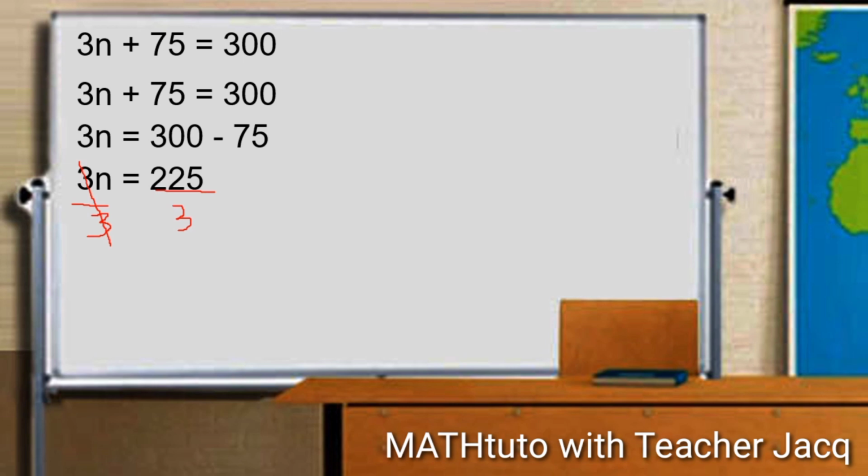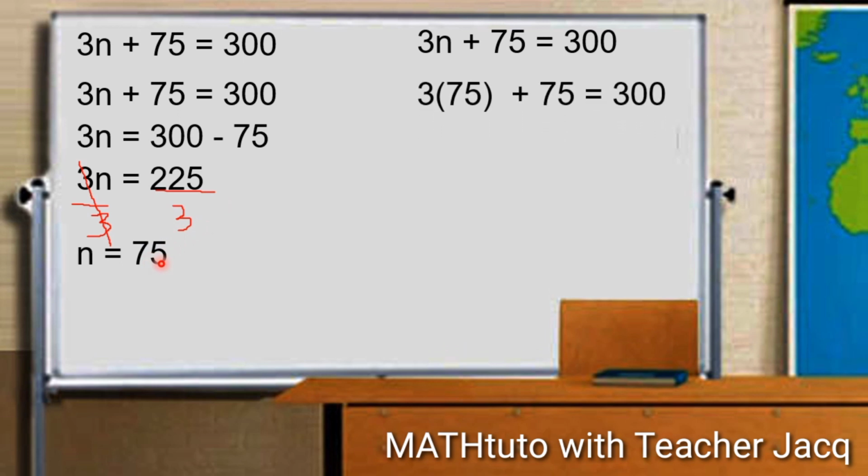So, 225 divided by 3 is 75. That's why, meron ngayon tayong n is equals to 75. Now, let us check. Again, our given is 3n plus 75 is equals to 300. Let us substitute the n dun sa kanyang value na 75. Kaya meron tayong 3 and then yung value ni n na 75.